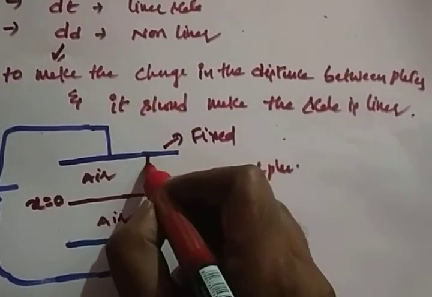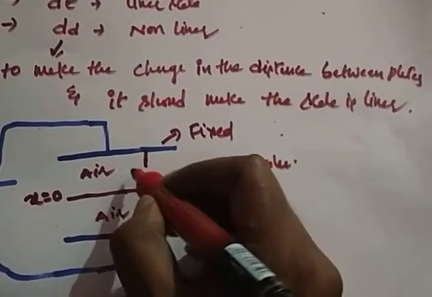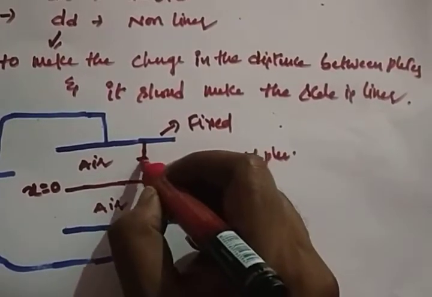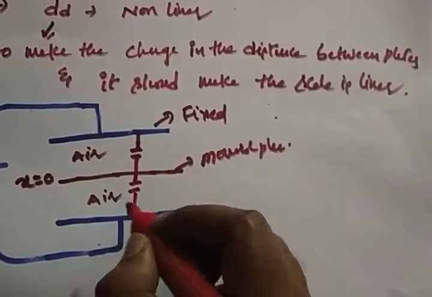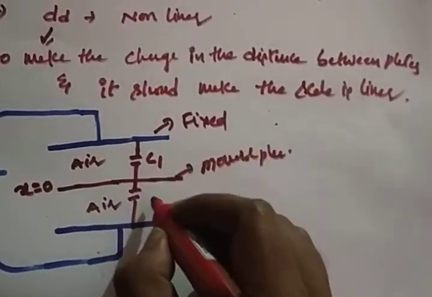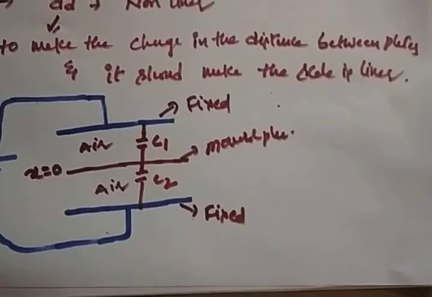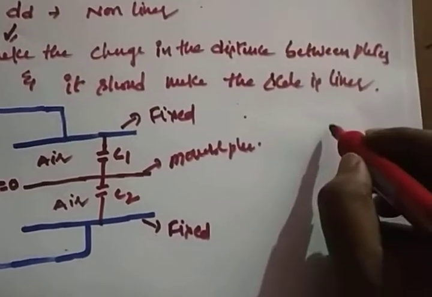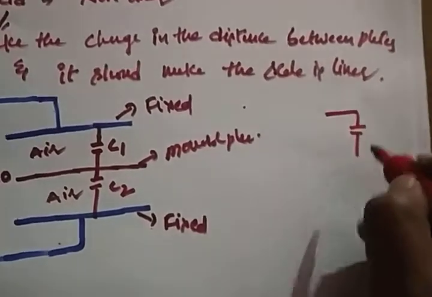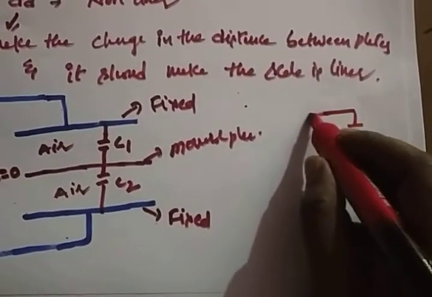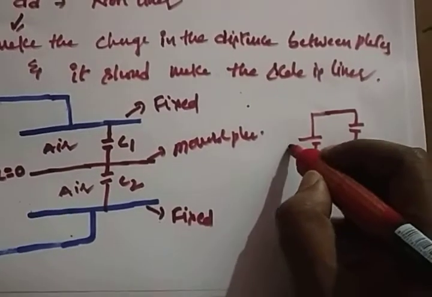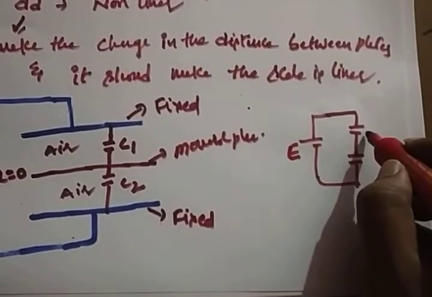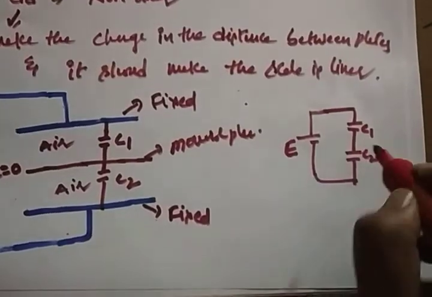There will be a capacitance now. Between these two plates there will be a capacitance, and between these two plates also there will be a capacitance. So we can call them C1 and C2, right? You know how the capacitances will be placed like this. You are applying the voltage E, right? So this is E, C1, C2.